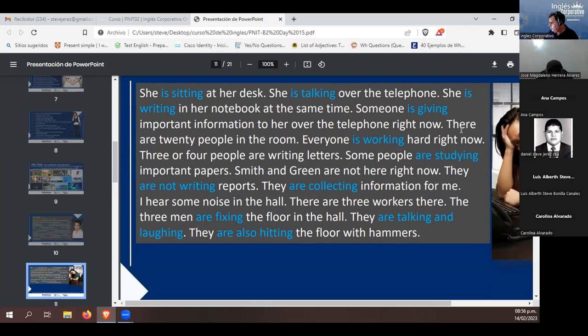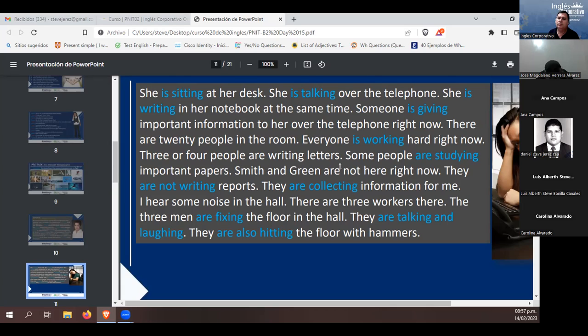There are 20 people in the room. Everyone is working hard right now. Three or four people are writing letters. Some people are studying important papers.